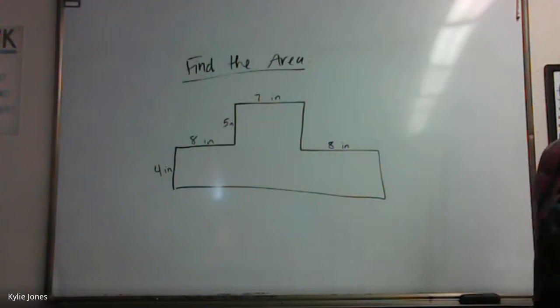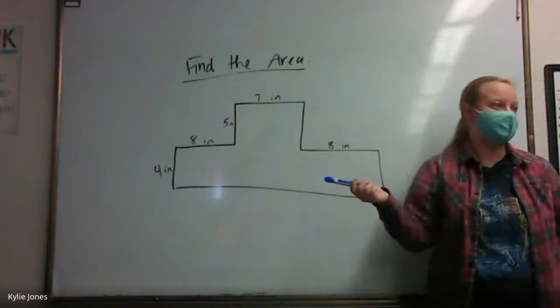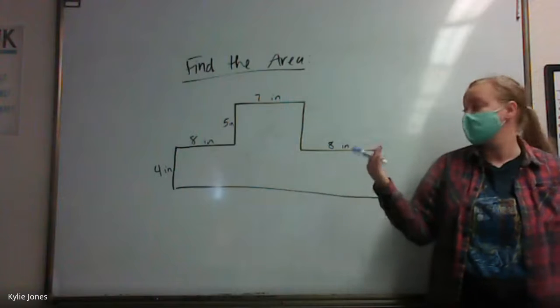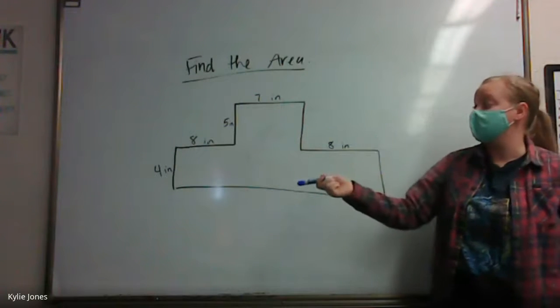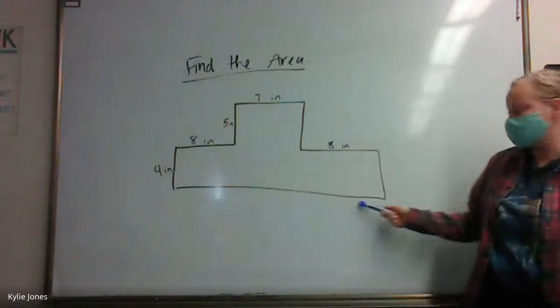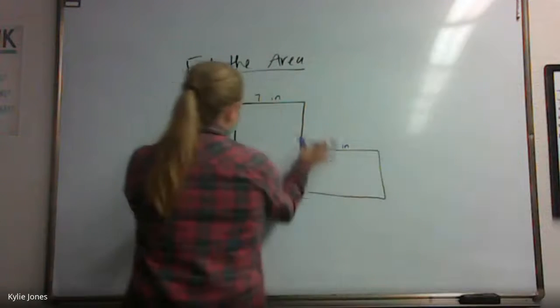Alrighty. So, to find the area of this shape, we need to split it into shapes that we know how to find the area of, right? We gotta find the bottom first. We do need to find the bottom. That is true. How do I find this bottom length? What do I need to do?